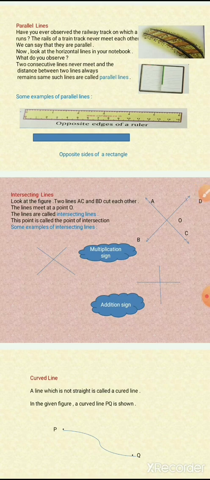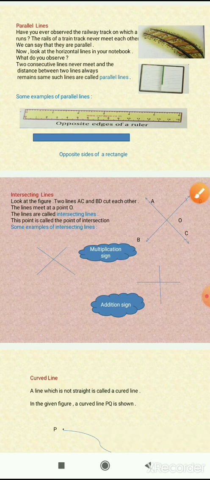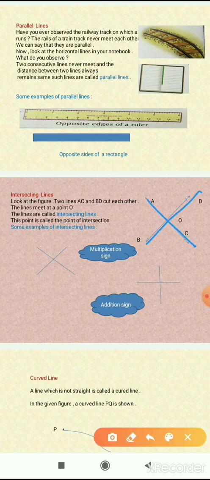And this point, which point? O. This point is called point of intersection. See student, in this figure, two lines AC and BD, they cut each other at point O. So these lines are called intersecting line and the point is called point of intersection. So point of intersection is O.